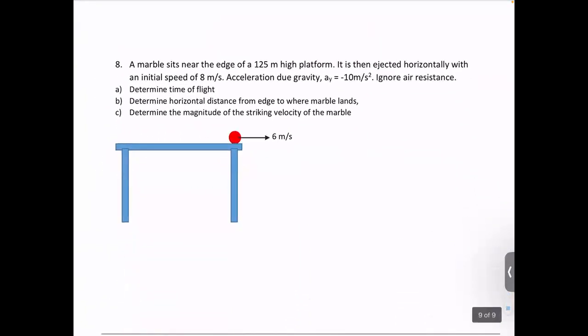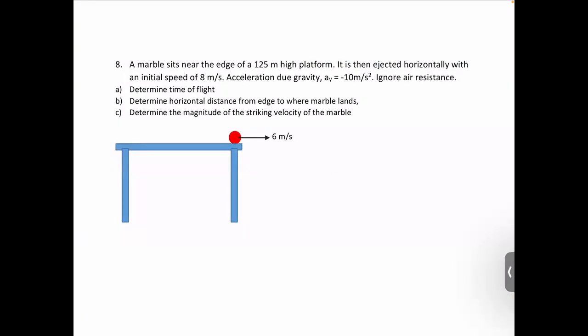All right, that's the last question here. A marble sits near the edge of a 125 meters high platform. It is then ejected horizontally with an initial speed of 8 meters per second. Acceleration due to gravity is 10 meters per second squared. Ignore air resistance, determine the time of flight.